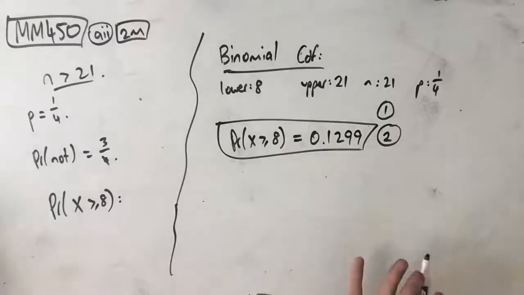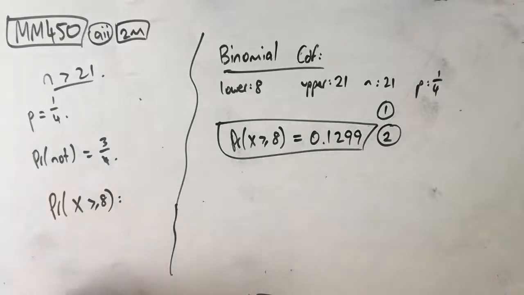And that's it. So guys, if you have any questions about that one, let me know. Just make sure you have it in correct 4 decimal places because that's what the question's asking for. So that's it for part AII. Let's move on to AIII.